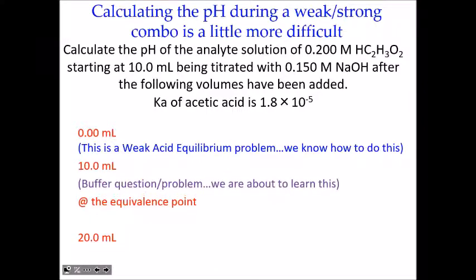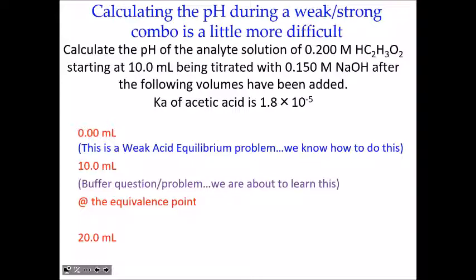Second part, the 10 milliliters, puts us right in the middle of the buffer region of the curve. You don't know how to do this yet, but we're going to learn towards the end of the notes how to do this. Because you first of all have to define what a buffer is and the buffer components and all that. So we're going to learn this, not to worry, but we're going to skip it for now.